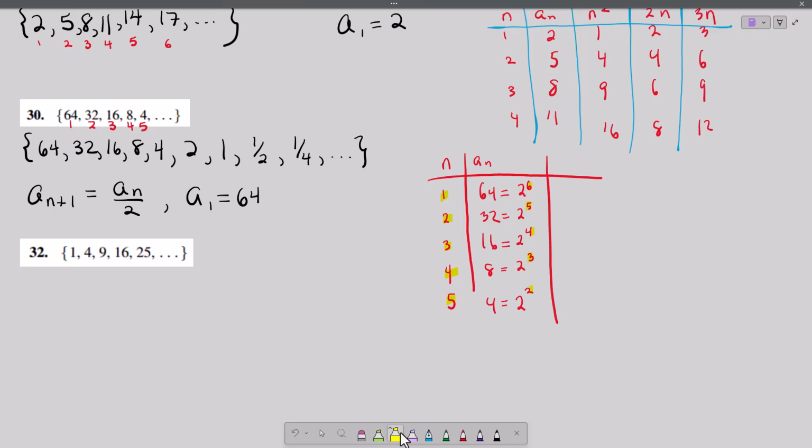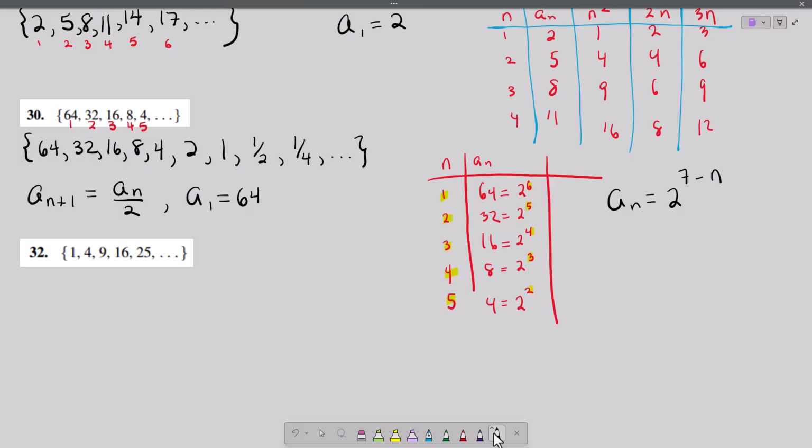So these add up to 7, those add up to 7, those add up to 7. This one is 1 less than 7. This one is 2 less than 7. This one is 3 less than 7. This one is 4 less than 7. That one's 5 less than 7. So what we could do is build it like that. We could say that a sub n is 2 to the 7 minus n.